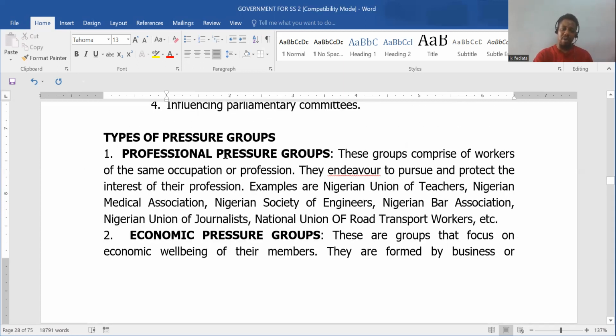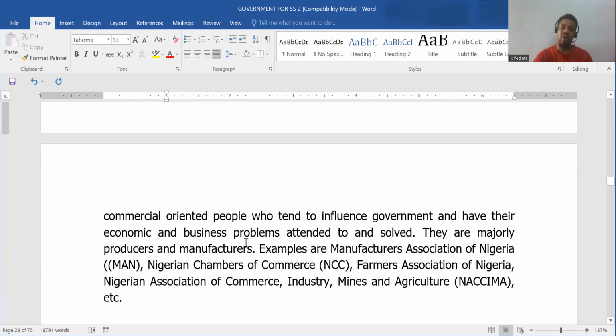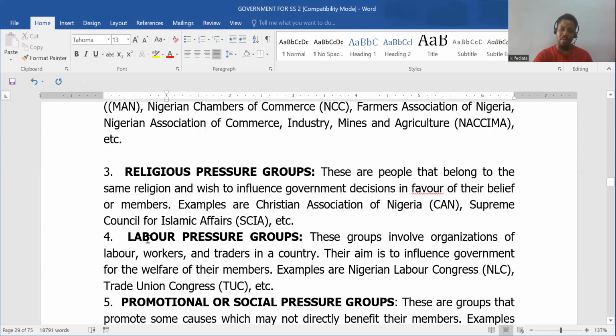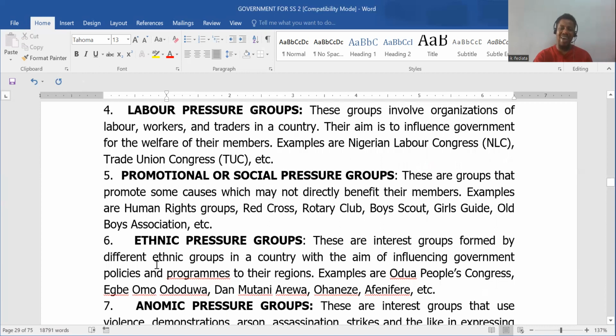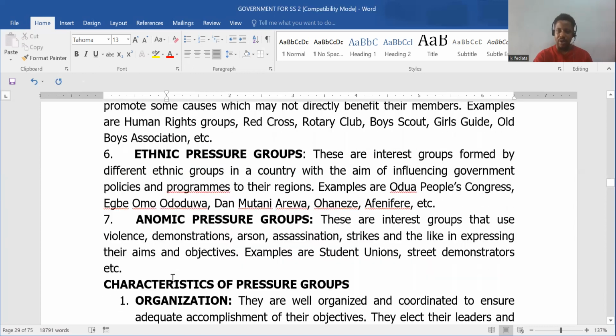Now let's look at types of pressure group. We have professional pressure group, we have economic pressure group, we have religious, we have labor, we have promotional, we have ethnic, we have anomic pressure groups.